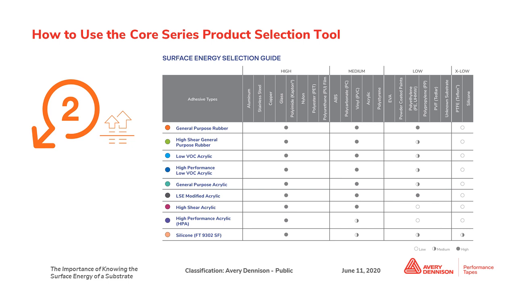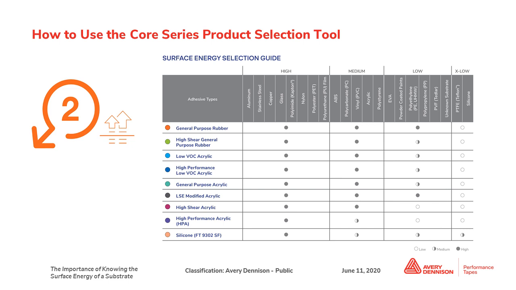And the way this chart works is that if you see a circle that has been completely filled in, that means we would recommend that tape for that particular surface energy in that material. If it's halfway filled in, it's probably still good enough. And if it's empty, we would not recommend it, and you should avoid using that adhesive with that type of substrate.